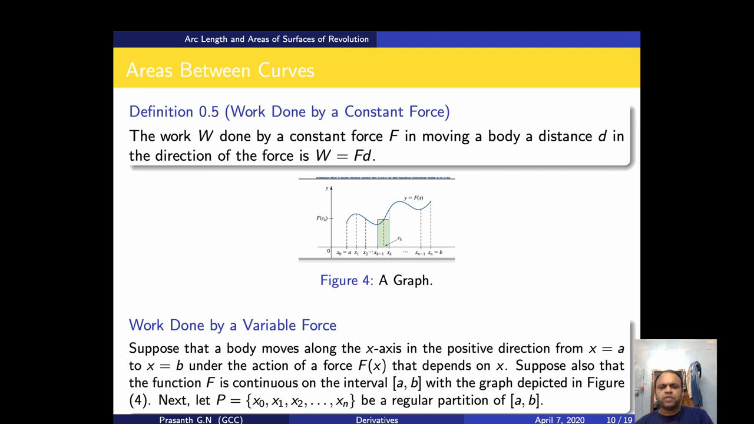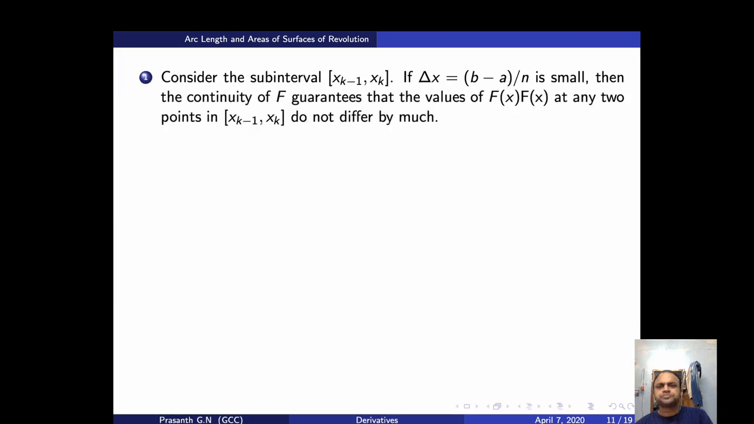Work done by a variable force. Suppose that a body moves along the x-axis in the positive direction from x equal to a to x equal to b under the action of a force f of x that depends on x. Suppose also that the function f is continuous on the closed interval ab, with the graph depicted in figure 4. As usual, let P equal to x0, x1, etc., xn be a regular partition of the closed interval ab. We consider the small subinterval xk minus 1, xk.